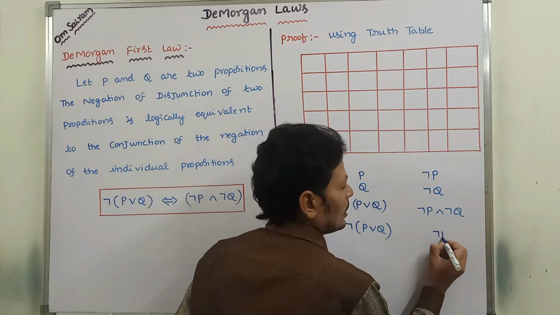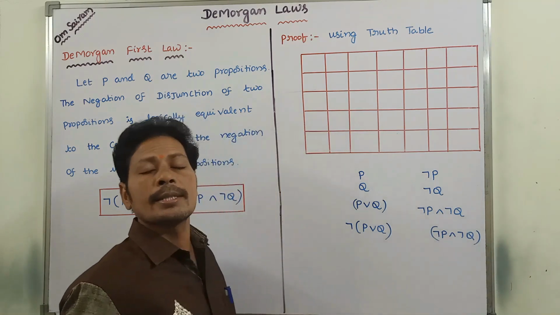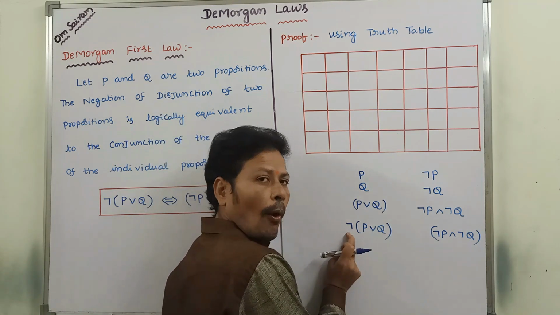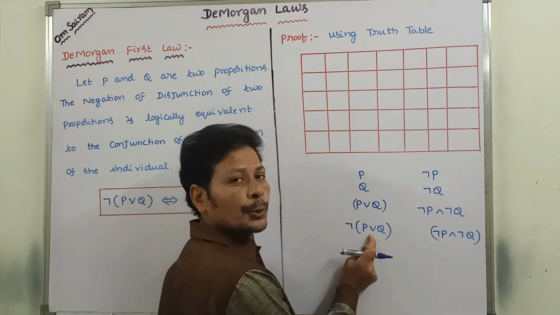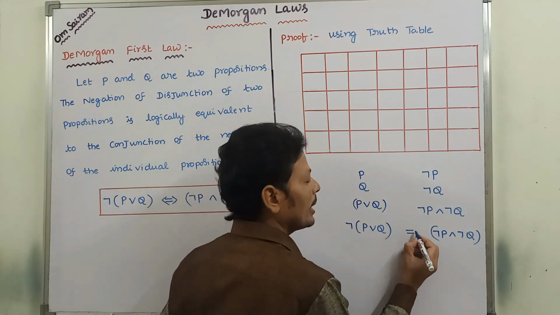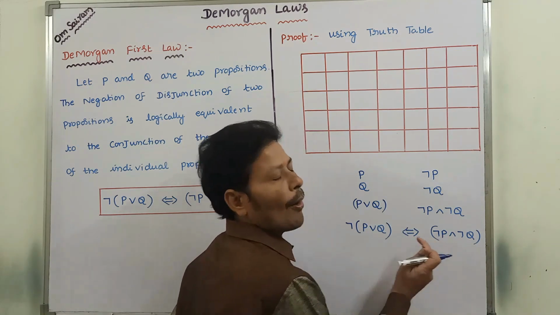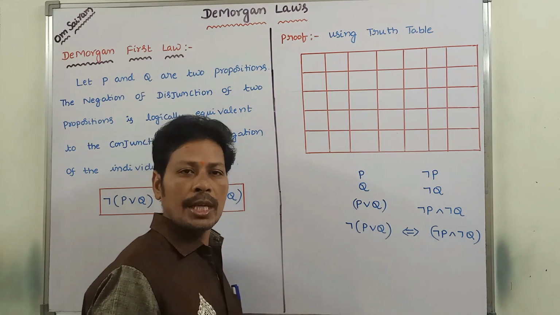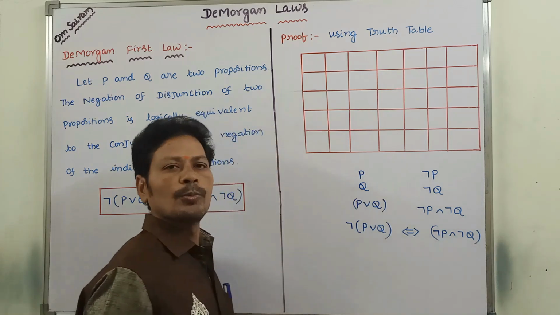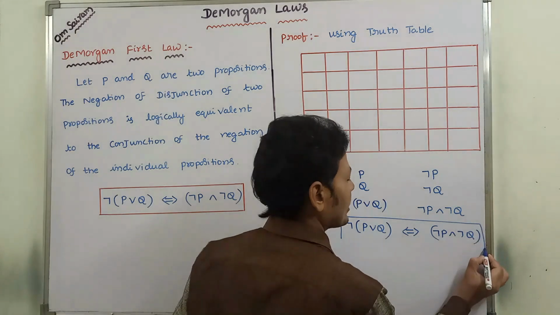Now, De Morgan's first law is: the negation of the disjunction of two propositions P and Q is logically equivalent to the conjunction of the negations of the individual propositions, that is nothing but negation P and negation Q. So this is called De Morgan's first law.